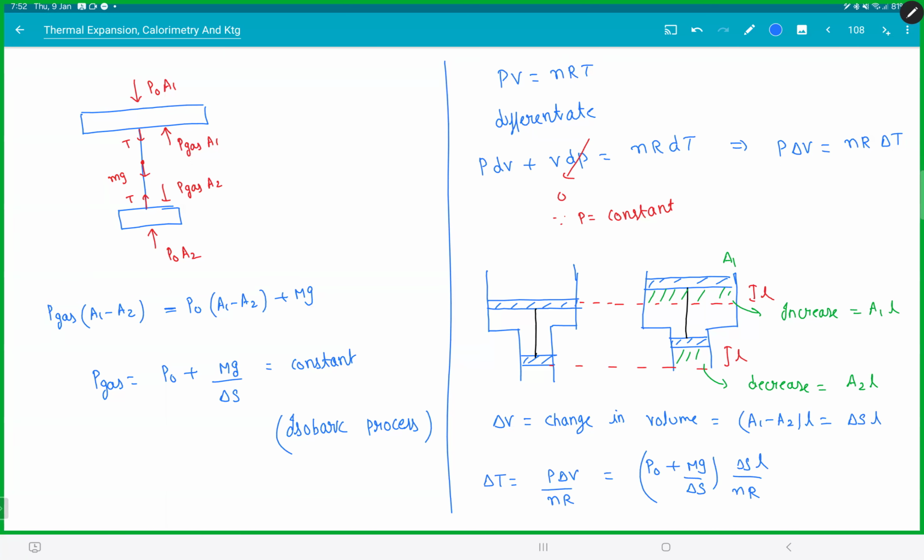I know P naught, I know mg, I know delta S, I know nR. Check out the steps. So the main thing is figuring out that it's an isobaric process, and then you'll get P delta V is nR delta T. So when it moves up by distance L, you have to find the change in volume. It's a good one, meaning it would take time if you try to do this thing. But these are the kind of questions you'll get. Mechanics plus the ideal gas equation. They're not going to just ask you gas equations like your chemistry.